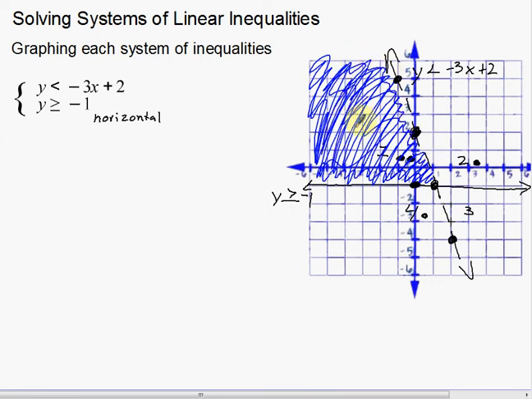And again, remember to use pencil while doing this, because if you make a mistake, you want to be able to erase. If you use pen, it doesn't really work out that well. All right. And there's my solution region. And again, any point in this region right here is going to be a solution to both of those inequalities. All right. That's just a couple of examples of how to solve systems of linear inequalities.